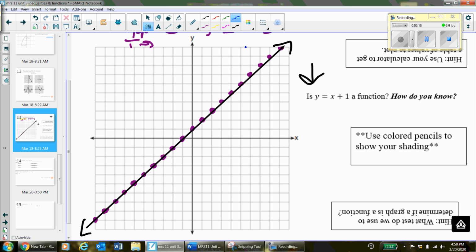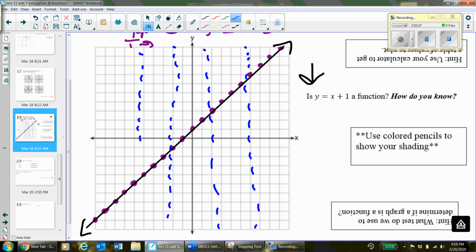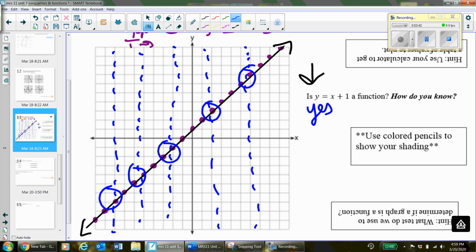Okay, so I try to do the vertical line test with dotted vertical lines to see if I hit the graph once along each vertical line that I'm drawing. And I only hit the graph once each time I drew a vertical line. So if that's the case, that means yes, this is a function. I'm writing shorthand, yes, because it passes the vertical line test.